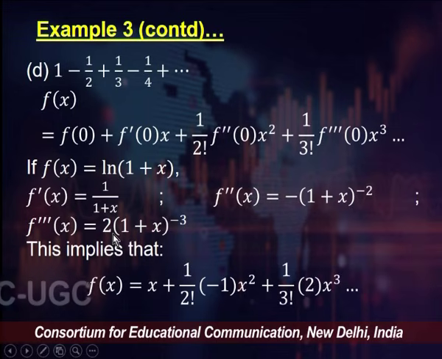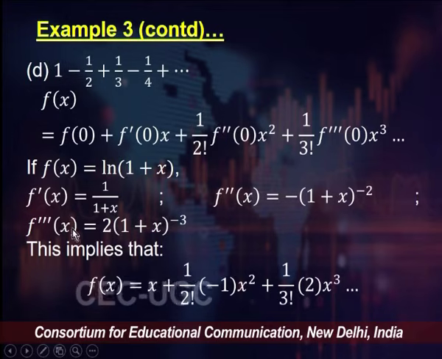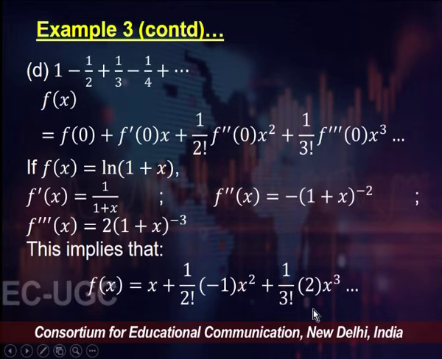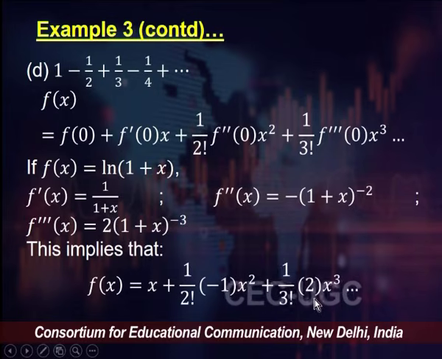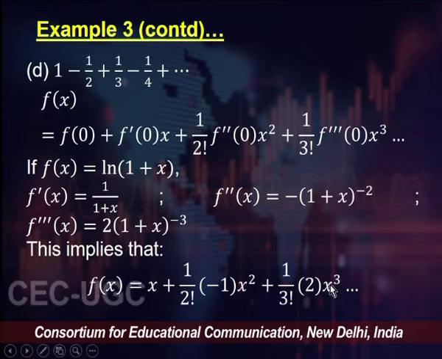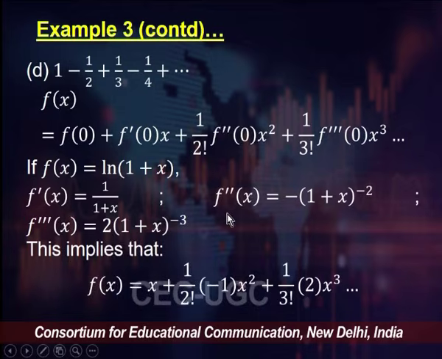and if I see what the third derivative at 0 is, that's going to be 2, right. So, if I put x equal to 0, this will become 1 to the power minus 3, and because I have a 2 in front, I will have a 2. So, 1 by 3 factorial times 2 times x cubed coming from this formula here, right. So, what do we get eventually?